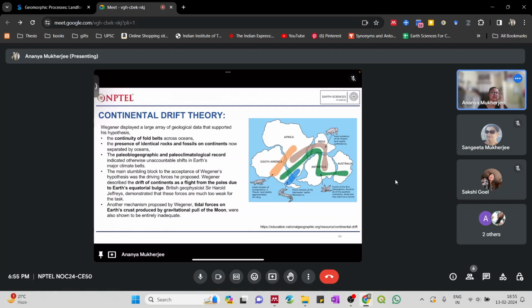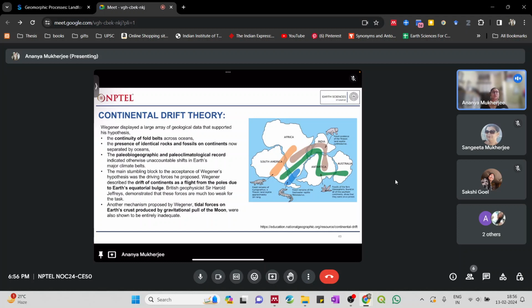And obviously the study of the past climates and the study of the past life, paleobiogeography and paleoclimatology, these studies and the records found from them also gave the idea that the continents were together, and the same kind of animals lived together on one continent, and then later on they moved away from each other. So these were some of the geological evidences that were given.